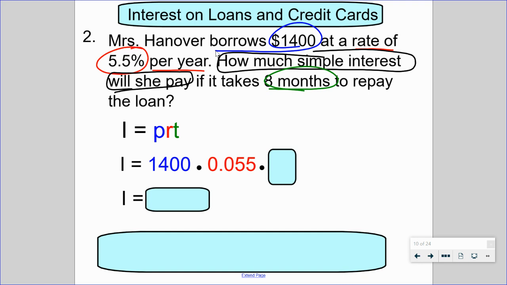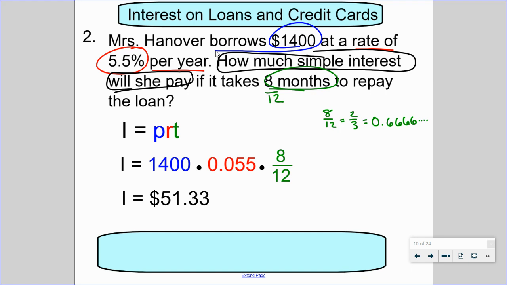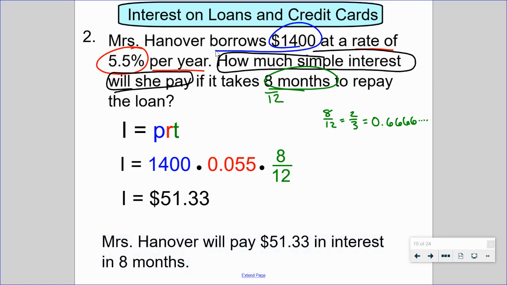And 8 months. Oh, I almost put 8 in here. Remember, we got to change that to years. So you may use 8 over 12. You may use 2 over 3. I would not suggest a decimal in this case because this decimal goes on forever. But if I were to use a calculator for this problem, 1,400 times 55 thousandths times 8 twelfths, $51.33 extra. So she would not just repay the 1,400, she would pay an extra $50 on top of that. And of course, once you borrow more and more, that interest would go up and up and up.